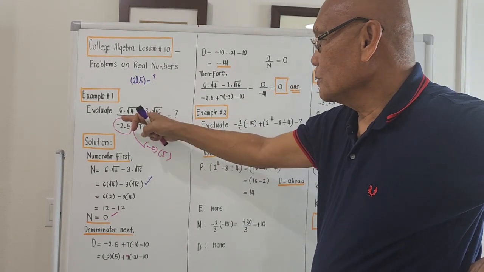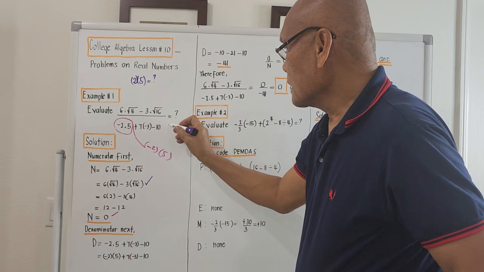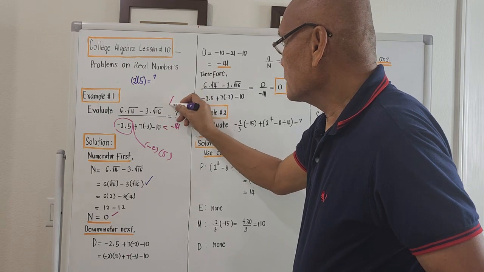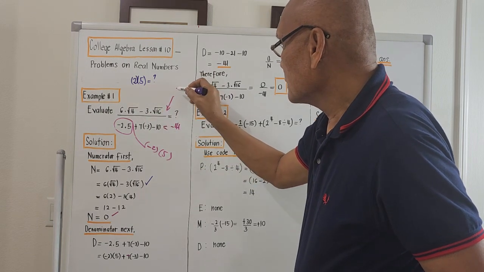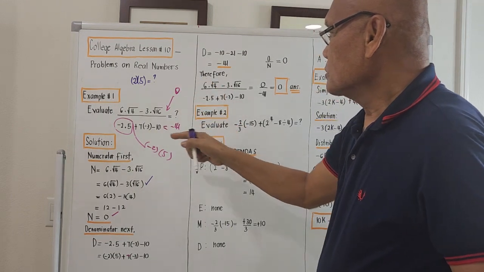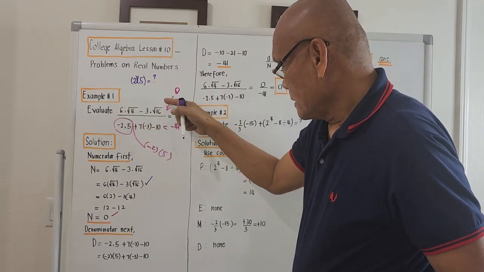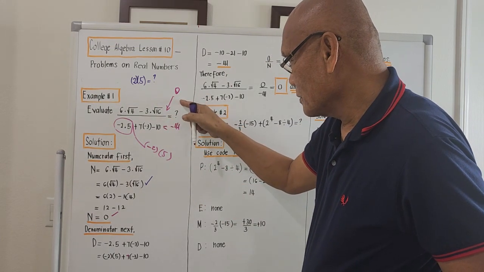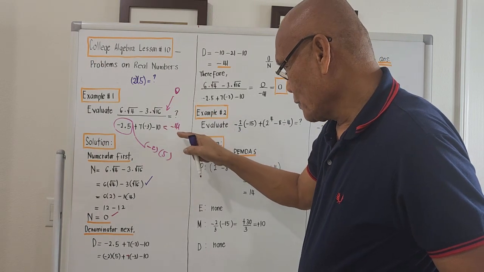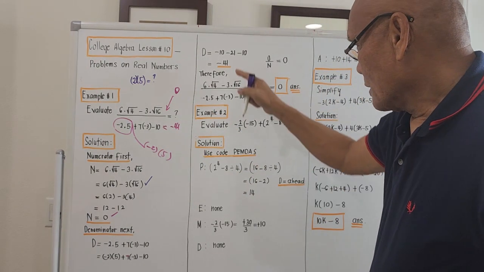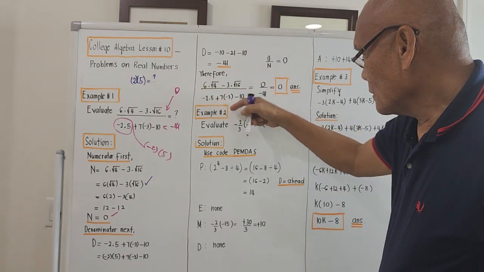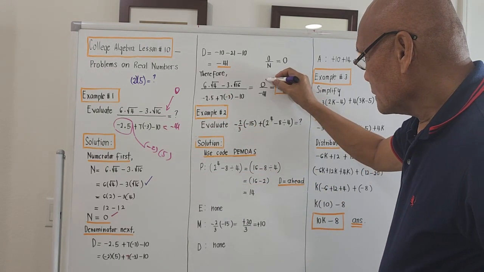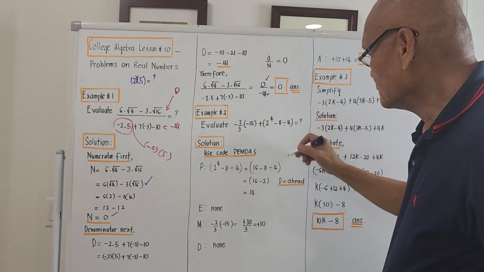Meaning the simplification of the denominator is actually negative 41. And the simplification of the numerator is actually 0. So if we are asked to evaluate the simplified value, it should be the computed value of the numerator divided by the computed value of the denominator. Therefore, the given expression will be equal to the numerator over the denominator. So it should be 0 over negative 41.